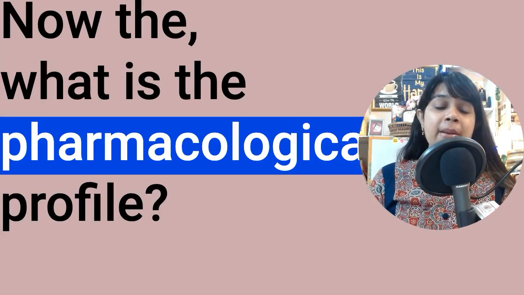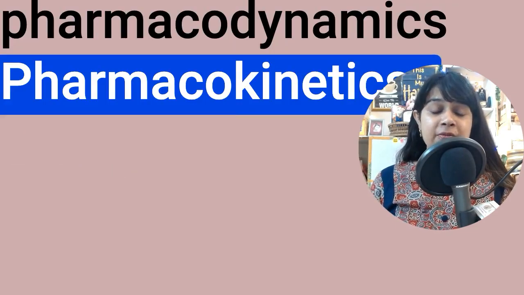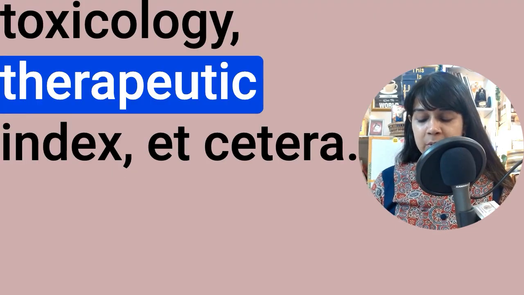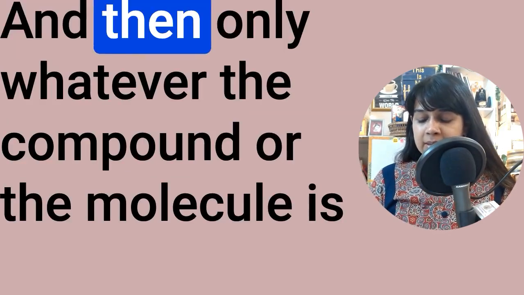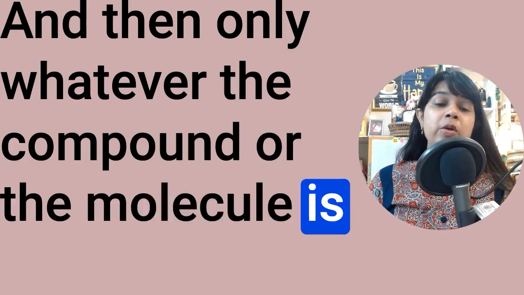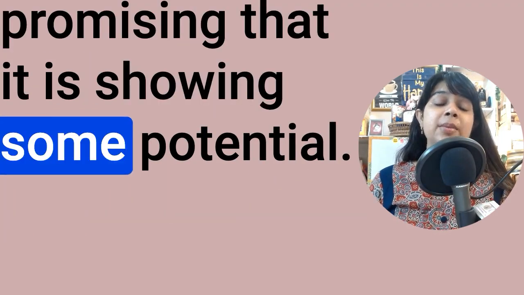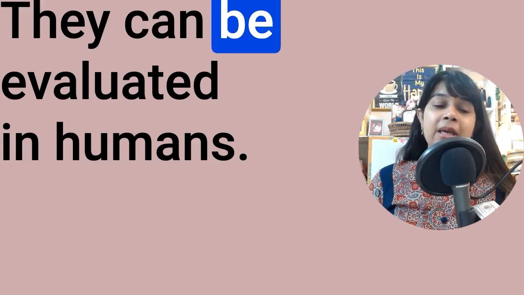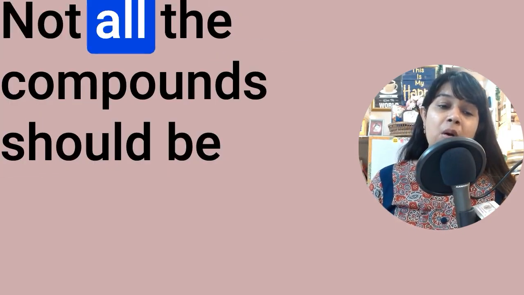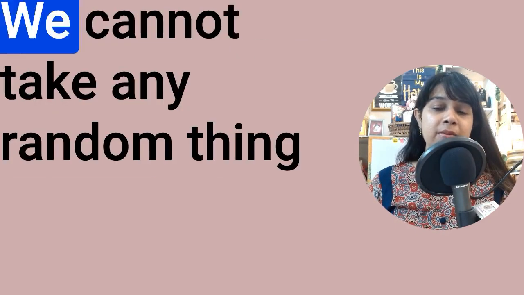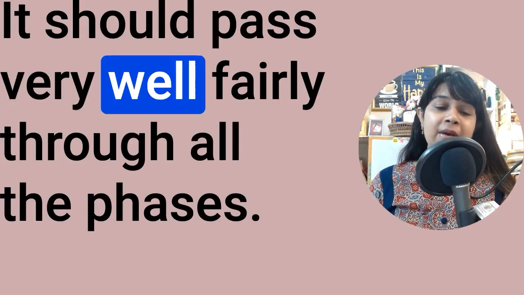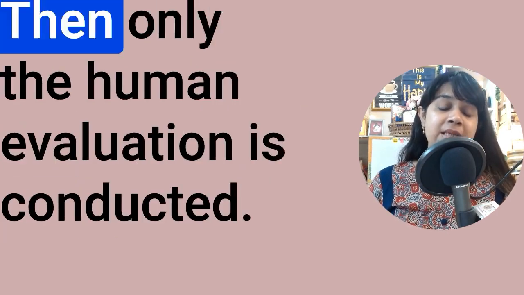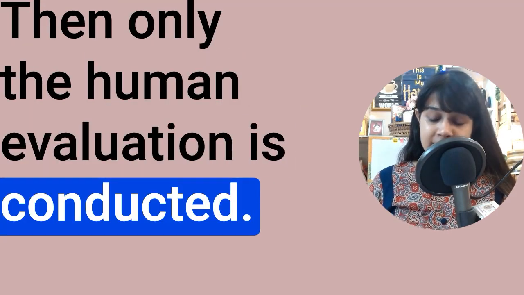Now, what is the pharmacological profile? It contains all the information about the pharmacodynamics, pharmacokinetics, toxicology, therapeutic index, etc., all about the drug. And then only the compound or molecule that is promising, showing some potential, can be evaluated in humans. Not all the compounds should be evaluated in humans. We cannot take any random thing and evaluate it in humans. It should pass fairly through all the phases, and only then is the human evaluation conducted.